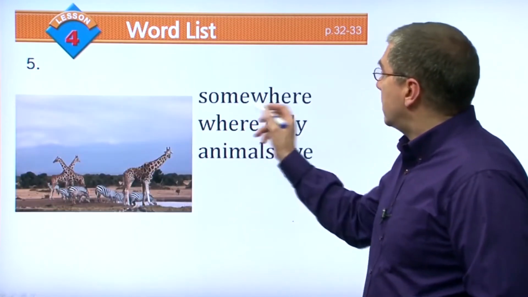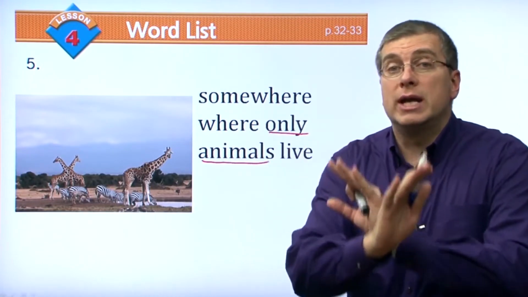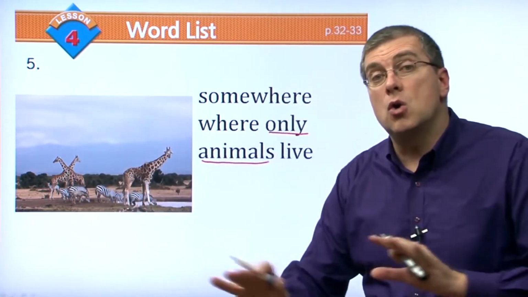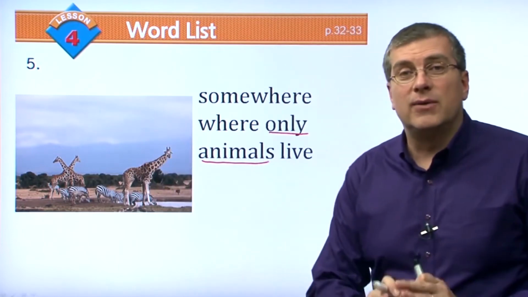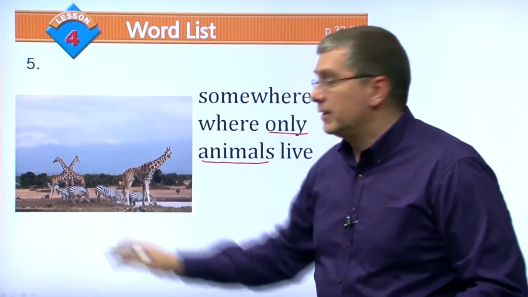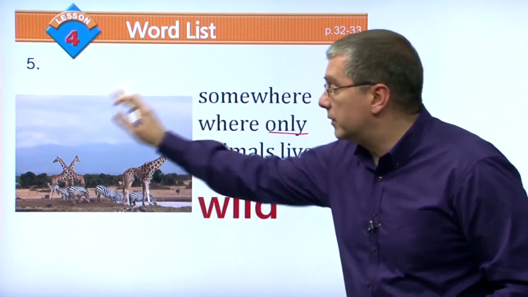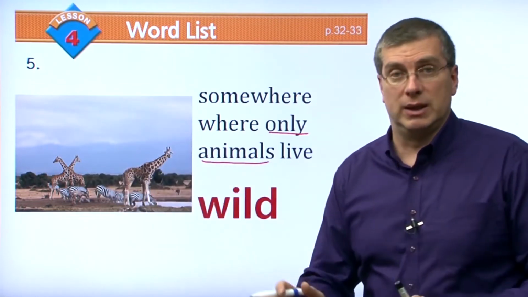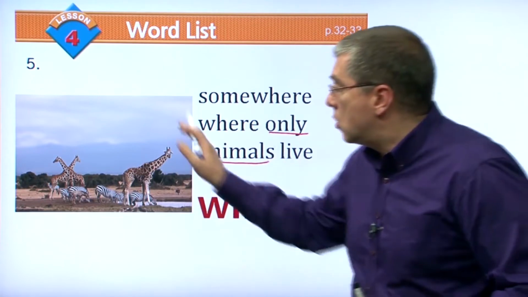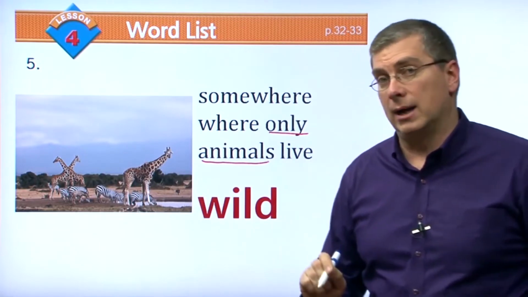Okay, next, somewhere where only animals live. Only animals, no humans. So it's in nature, some place where there are no humans and animals live without humans. They don't live with humans. What do we call this place? We say it's in the wild. The wild is a place where there are no humans, no villages, no towns, no roads, just animals. Only animals live there in the wild.